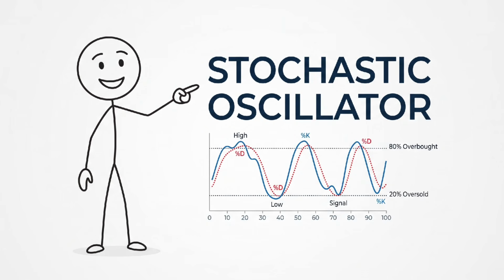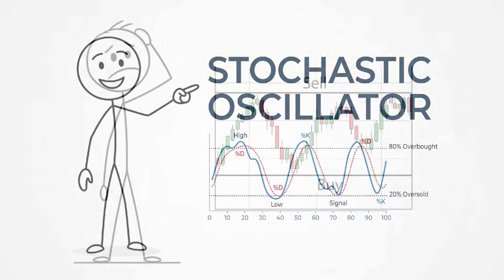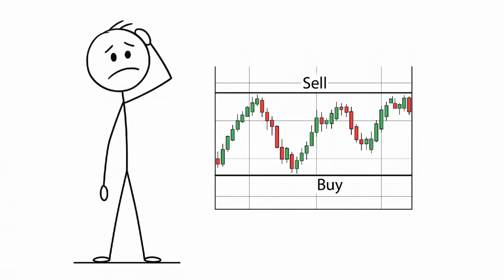12 years. That's how long it took me to stop treating indicators like magic and start using them the way professional traders actually do. And if there's one indicator that's been misunderstood more than almost any other, it's the stochastic oscillator. Most traders use it wrong.